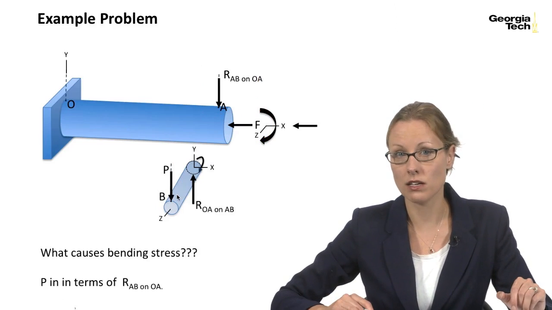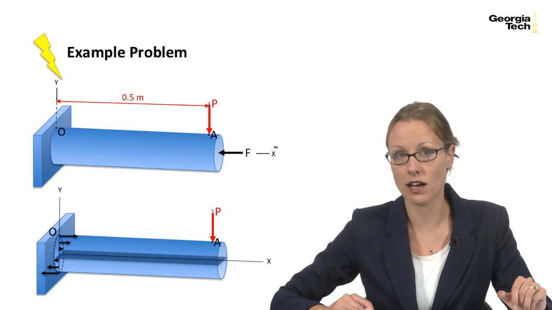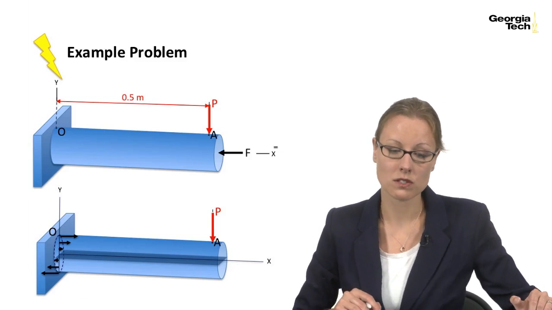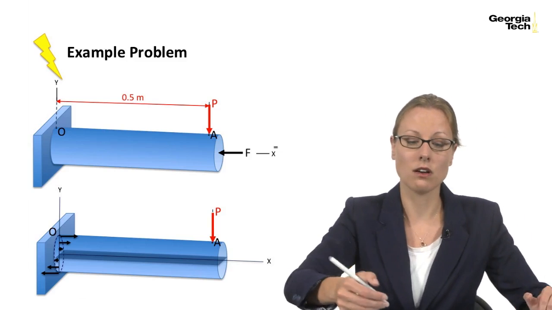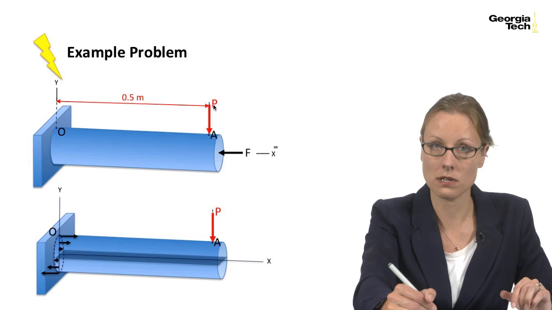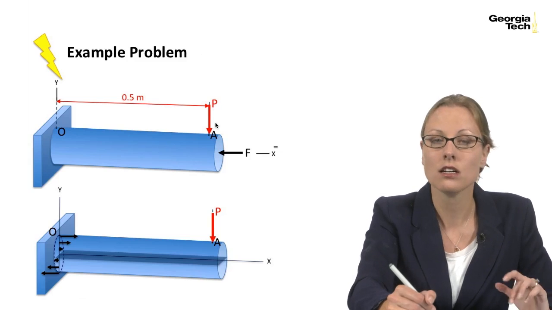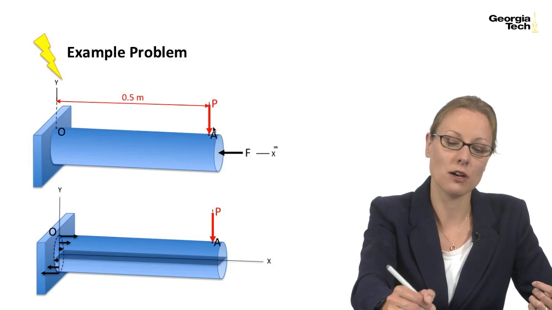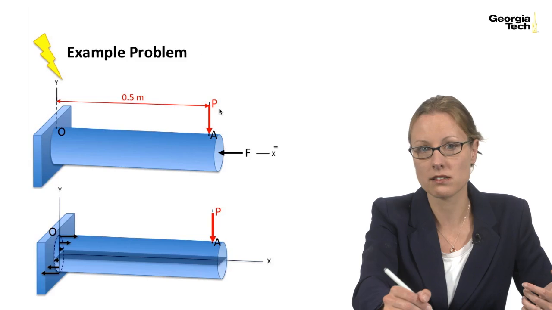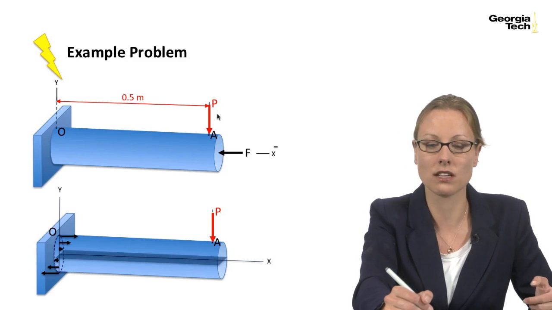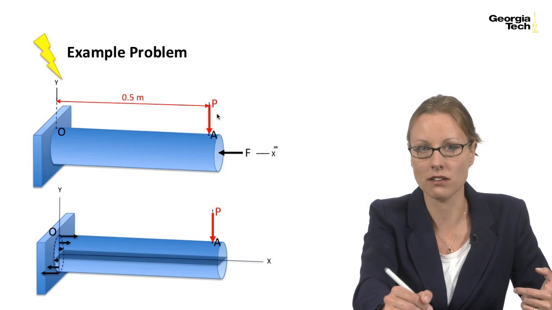Okay, so now that we have considered that, let's go ahead and continue on in our example problem. So what I've done is I've basically put load P acting at point A, because we know essentially that's what is causing the moment. And just to simplify and keep track of forces, instead of using the very long thing to say RAB on OA.